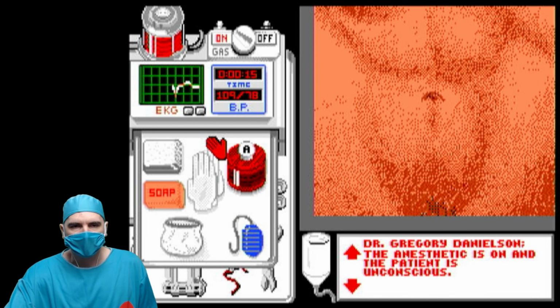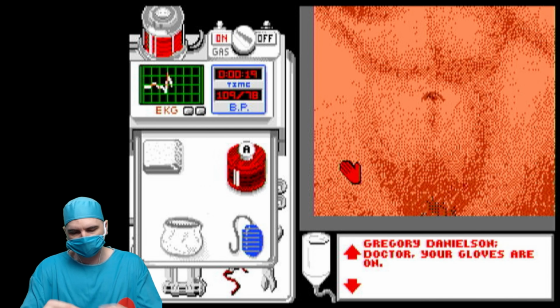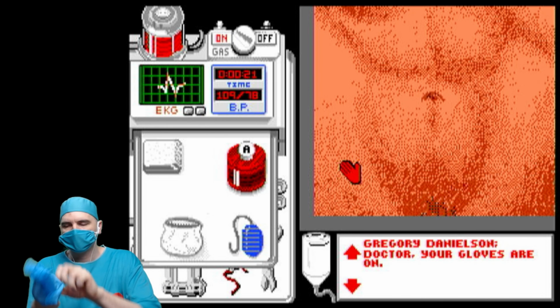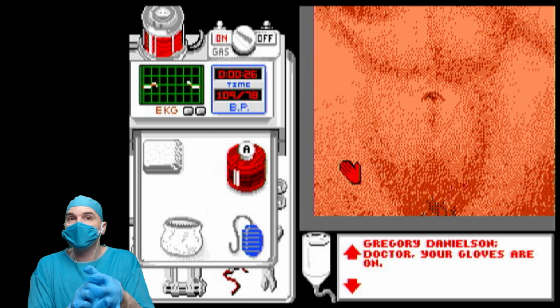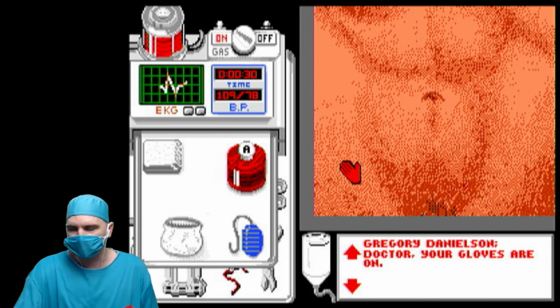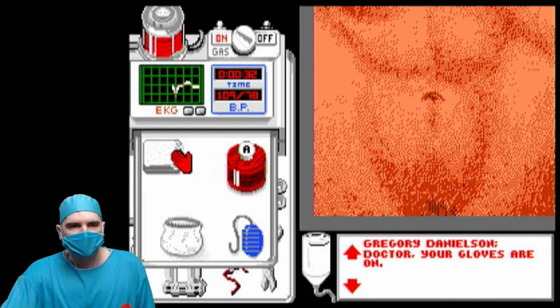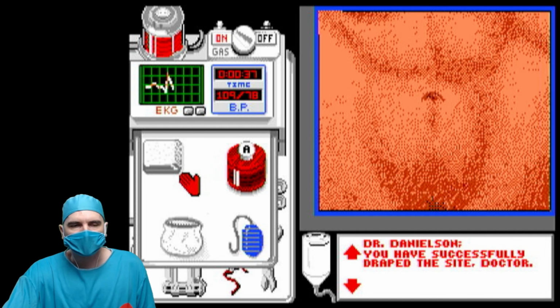The anaesthetic is on, and of course, safety first, making sure your hands are clean. You have washed your hands thoroughly and you're wearing the correct gloves. Yes, absolutely. Got to do everything right round here. And also, my 2 assistants are here once again, making sure I don't make any mistakes. Can't make mistakes in this situation. And while we're in this situation, we're going to drape the patient. You have successfully draped the site, Doctor.